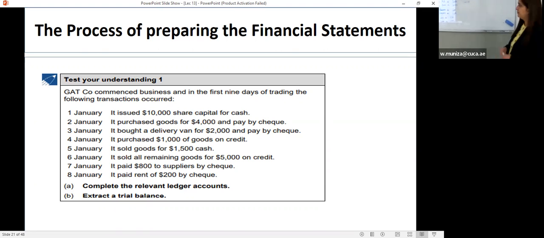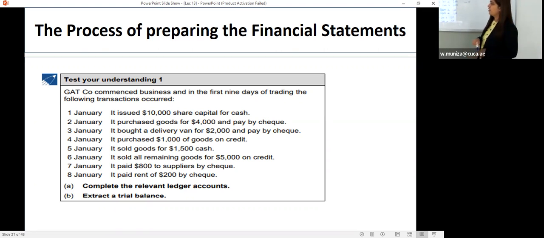Okay, Afaq. It paid rent of $200 by check. Very good. Excellent. Debit rent expense, and credit the bank account. How much amount? $200. Now, students, we have to make the ledger accounts.